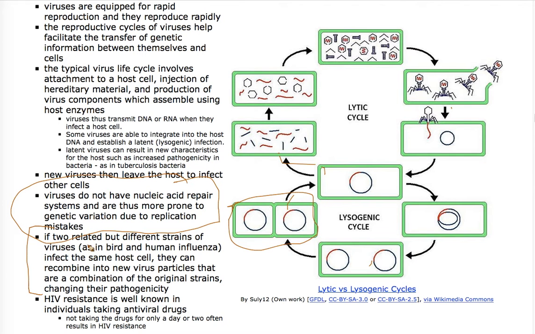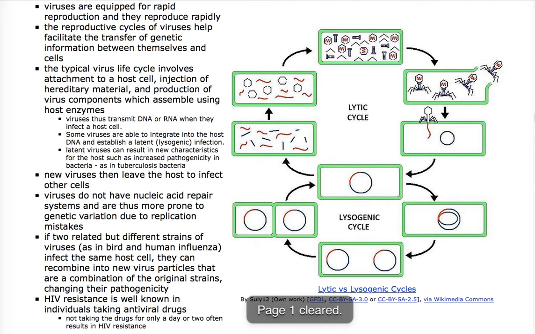And then, and this is crazy, but this is how influenza creates crazy strains. If two related but different strains of viruses, like a bird flu virus and a human flu virus, infect the same host cell, so if two different viruses inject their material into the same host cell, you'll get genetic recombination of the different viral particles, and the viruses that escape will be new. They will be brand new types of viruses that have never been seen before.